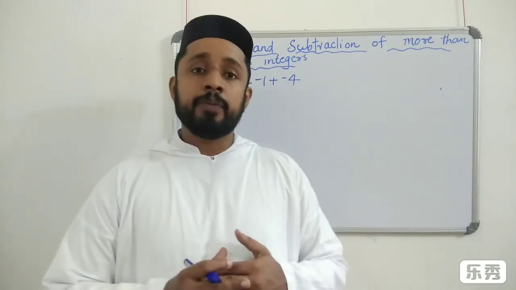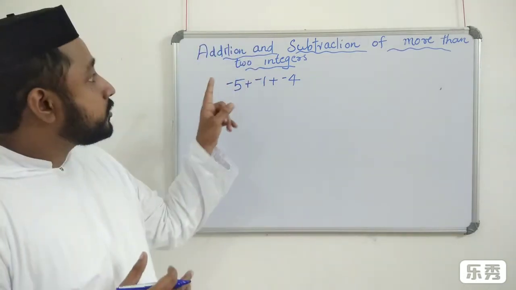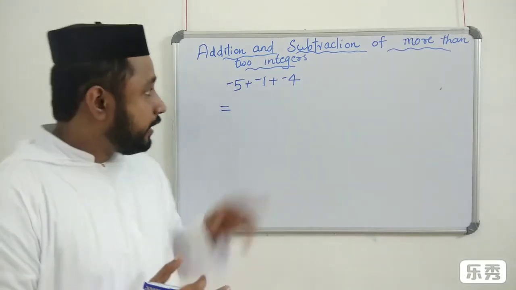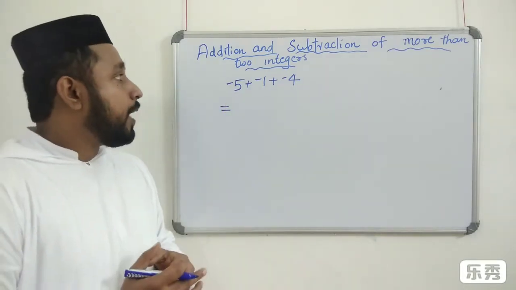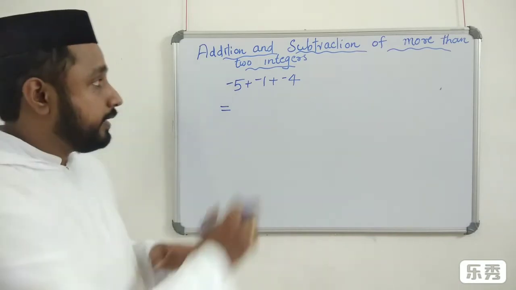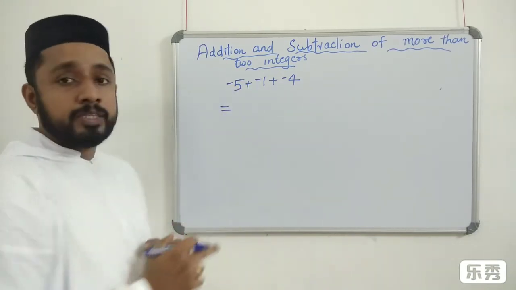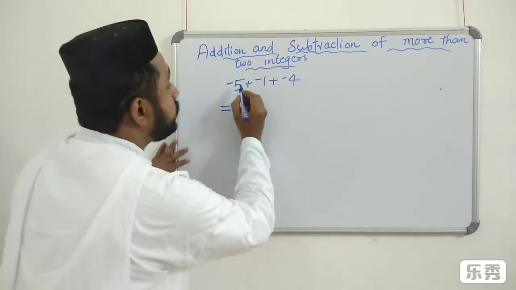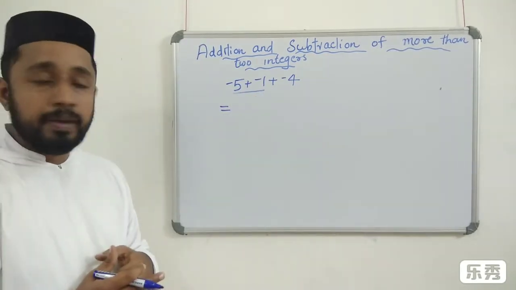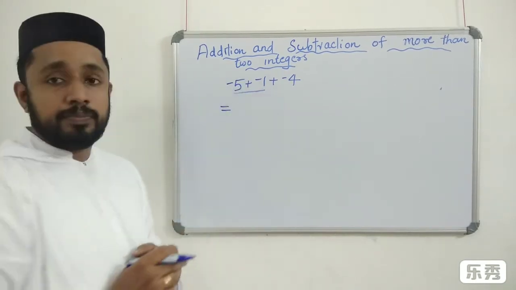We were discussing addition and subtraction of two integers. Now we are going to study addition and subtraction of more than two integers. Let us consider an example. Minus 5 plus minus 1 plus minus 4. Here three integers, minus 5, minus 1 and minus 4. So I am going to take the first two integers, minus 5 and minus 1. So minus 5 plus minus 1.